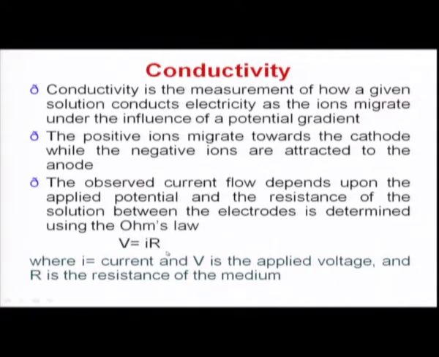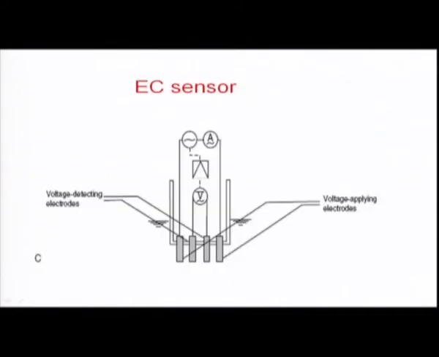Based on this, we measure the conductivity, and the diagram is shown here. The electrochemical conductivity sensor has two platinum electrodes, anode and cathode, and if you insert it and apply a potential across this, there will be a resistance between these two, and the resistance is measured. That is the basis of the electrical conductivity sensor.